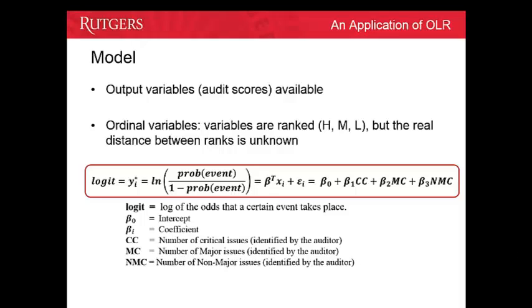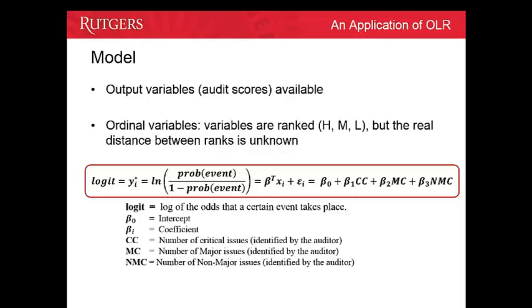Now, the model that we used in the study is based on the ordered logistic regression that we discussed earlier today. Here, we hypothesized that the control risk assessment score is a function of the total counts of the three classes of audit issues. In other words, the dependent variable is the control risk assessment score, which as we can see is ordinal and can take the values of high, medium, or low.